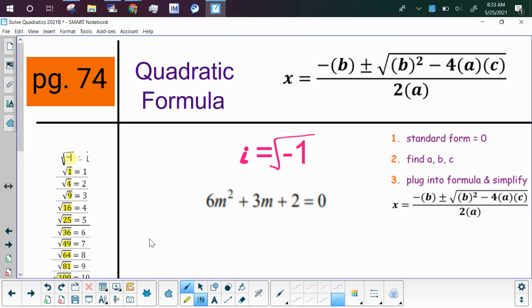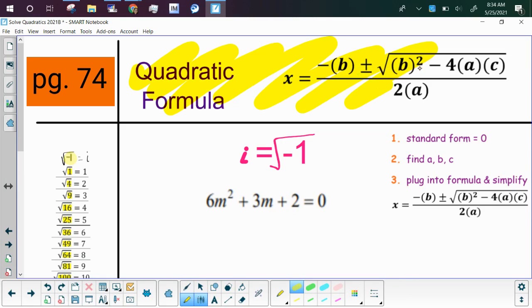So first things first, go to your table of contents. We're going to add quadratic formula again. Okay, this one's going to have imaginary solutions. At the top of your page, I want you to write quadratic formula, and I want you to write the quadratic formula. So go ahead and add this to the top of your page.